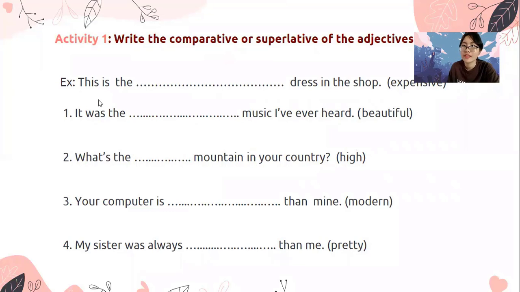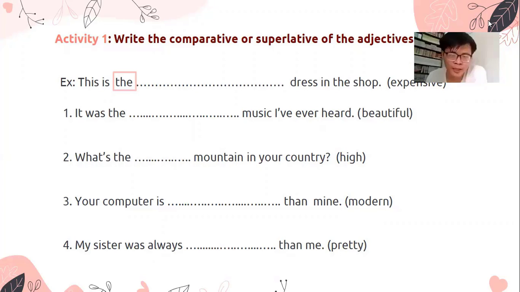For example, this is the dress in the shop. And in this case, you can see the word the. So in this sentence, which form should we use? Thắng? I think it should be superlative.